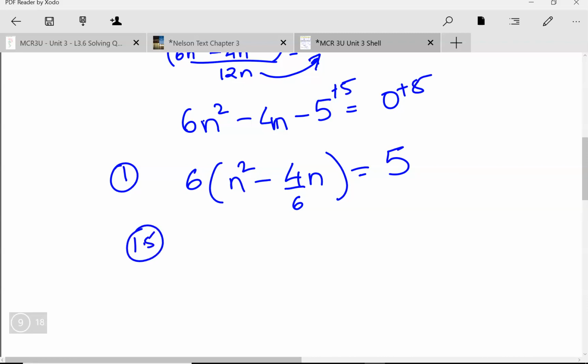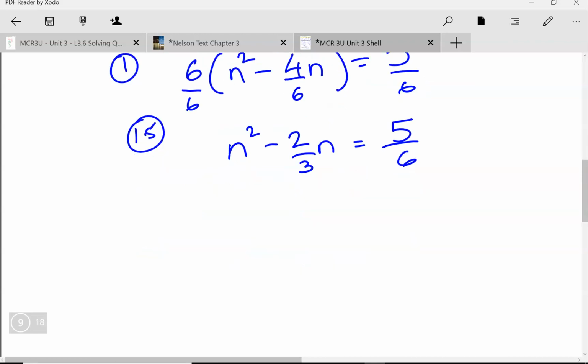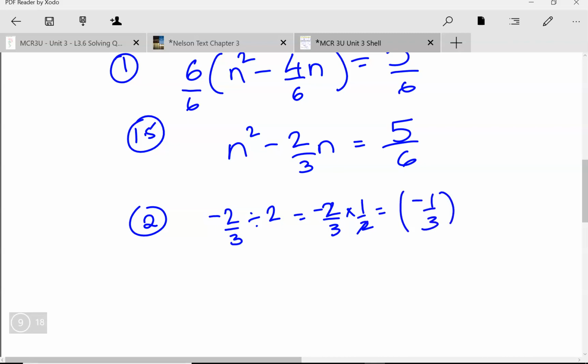Step 1.5 is to divide both sides by 6. So I get n squared minus 2 over 3n. I am going to simplify the fraction. Equals 5 over 6. Oh, 5 over 6. Okay, step 2. Let's find the magic number. Negative 2 over 3 divided by 2 is negative 2 over 3 times a half, which is, cancel, negative 1 over 3. I'm going to square that and get 1 over 9.